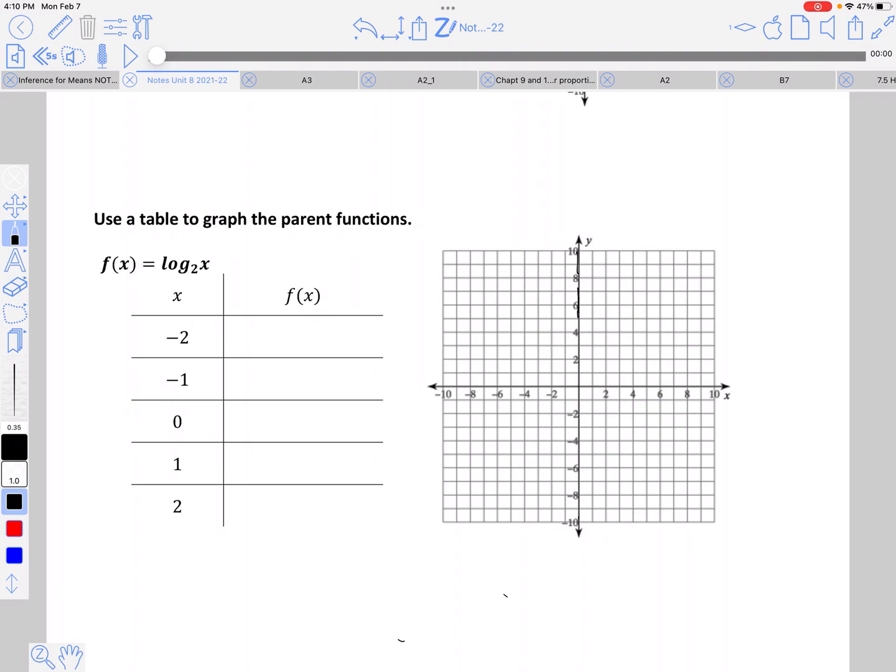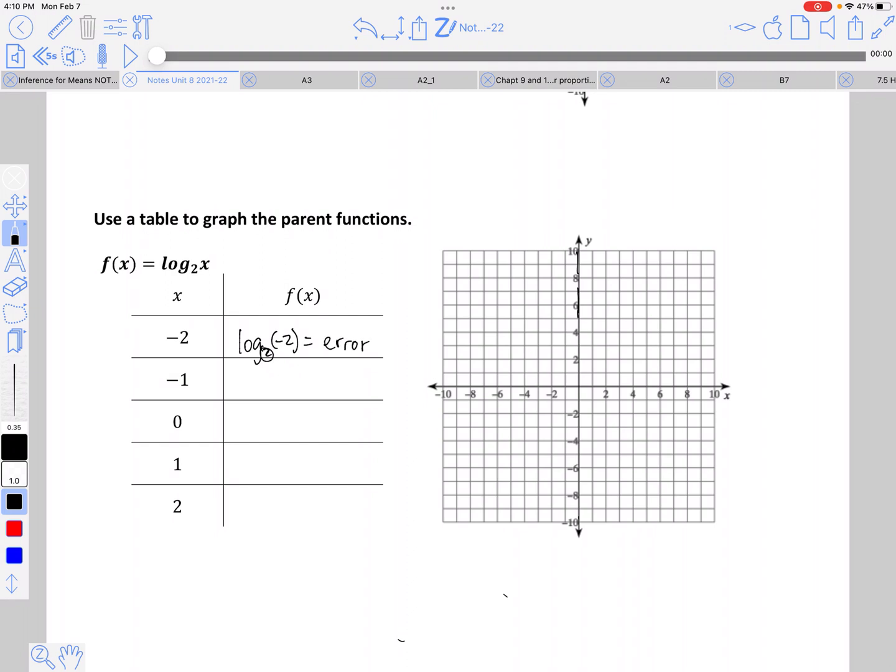Let's graph this log because there are some weird things happening. We're just going to graph it by plugging in points. By the way, we're doing this by hand because there's going to be a no calculator section on the test, so you've got to be prepared for that. If I try to think what exponent on 2 creates -2, well, exponents tell us how many times to multiply the base. You can't multiply 2 and get a negative. 2 times 2, you just can't do it. So this actually doesn't work.